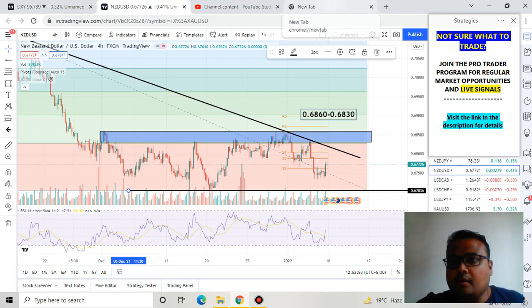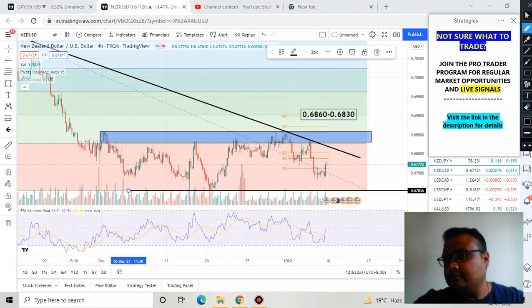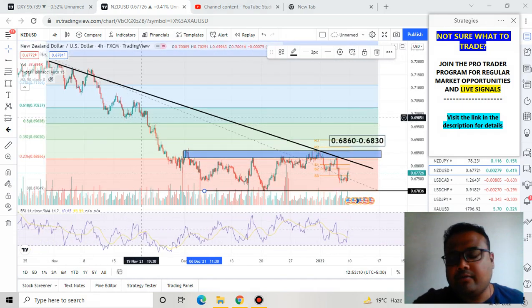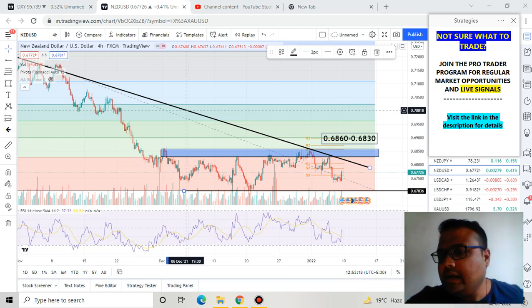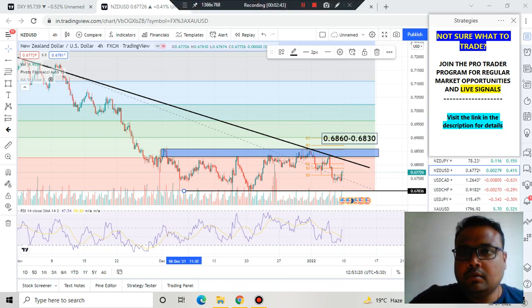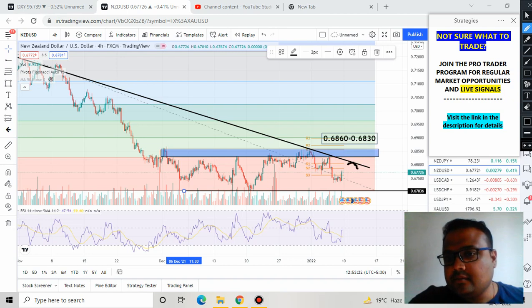But if it goes up on Monday, listen to me carefully. If it goes up on Monday, then the first resistance for NZD USD will be this trend line. So if you do not have this trend line on your charting platform, I'll request you to draw this trend line so that you can analyze the market better. So if market goes up and reverses, we can take a sell position, because overall the trend is bearish. So if market reverses from the trend line, definitely we can take a sell position.